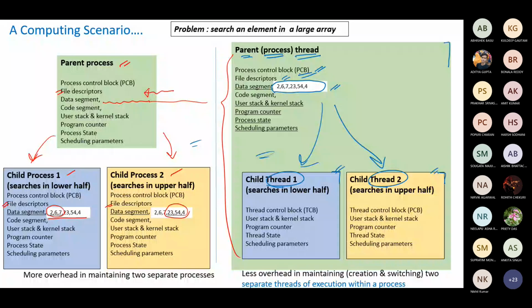But the only difference is here. These underlined ones will be different. As you can see here, the user and the kernel stack are different. The program counter is different. And the scheduling parameters are also different, because now these threads are individual executable entities, right?